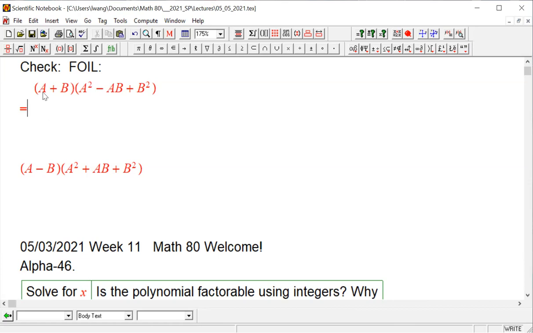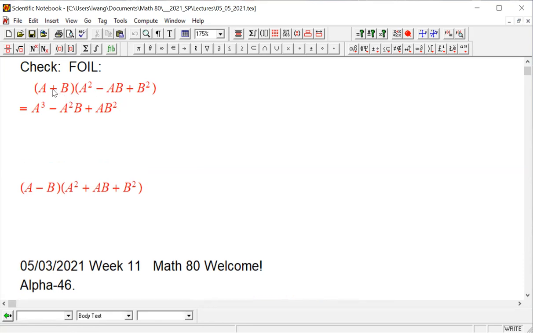For example, here, I'll take a, multiply a to the power 2. That's going to give me a to the power 3. And I'll take the a, multiply negative ab, so I get negative a squared times b. And a multiplied by positive b squared, so plus a times b squared. The next one, I will take the positive b, multiply a squared, so that's going to be positive a squared b.